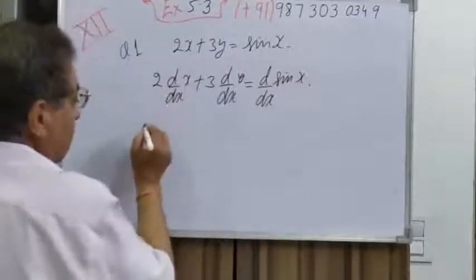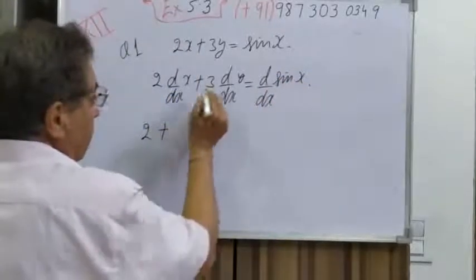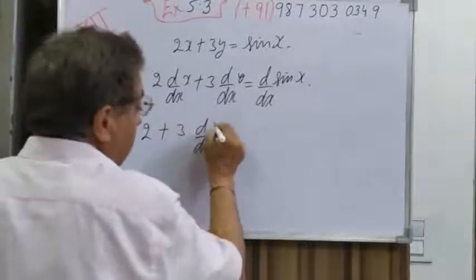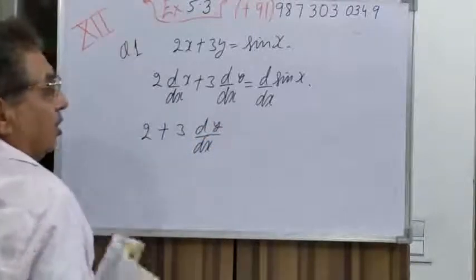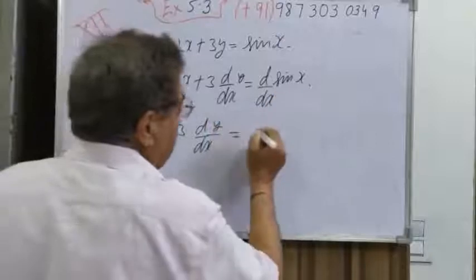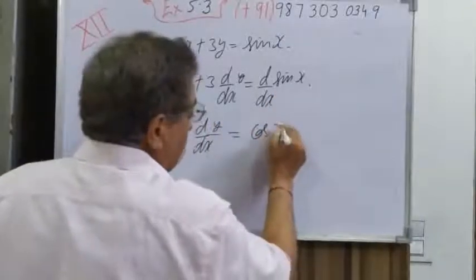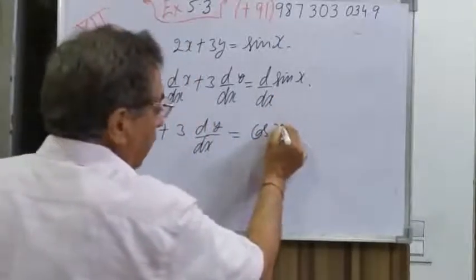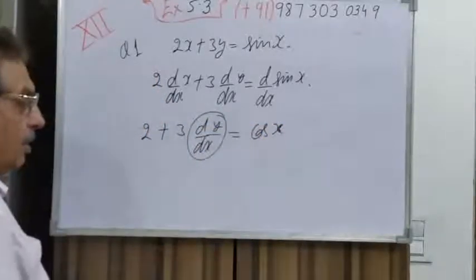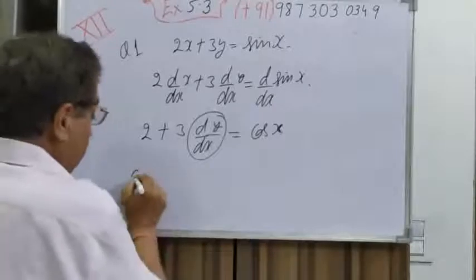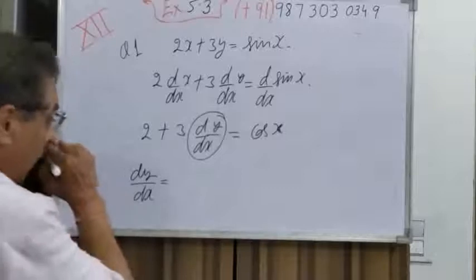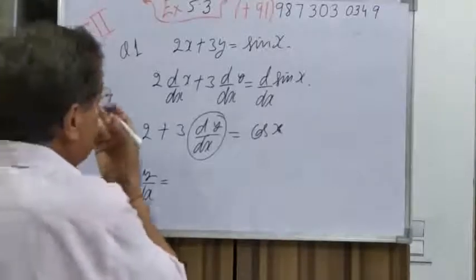Derivative of x is 1, then 2, then 3 dy upon dx as it is, and this is what we have to find out. So dy upon dx is equal to the derivative of sine x, that is cos x. Now our target is to find dy upon dx, so let us take all the other terms on the right hand side.